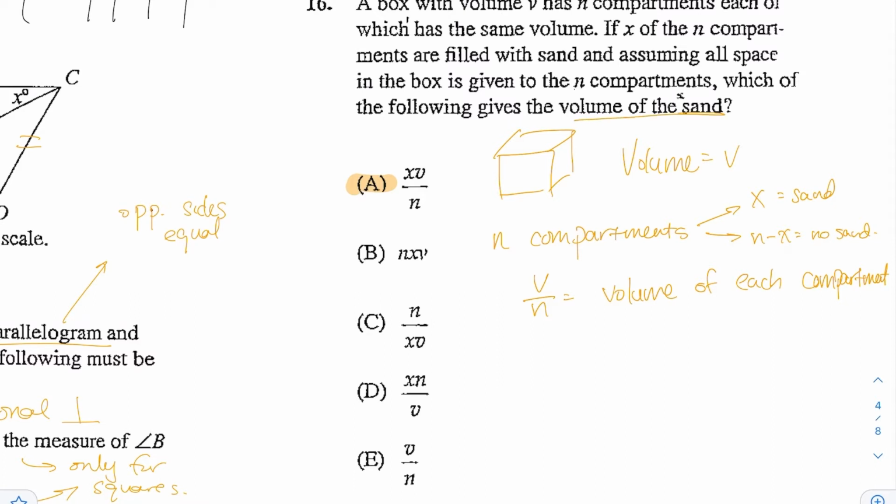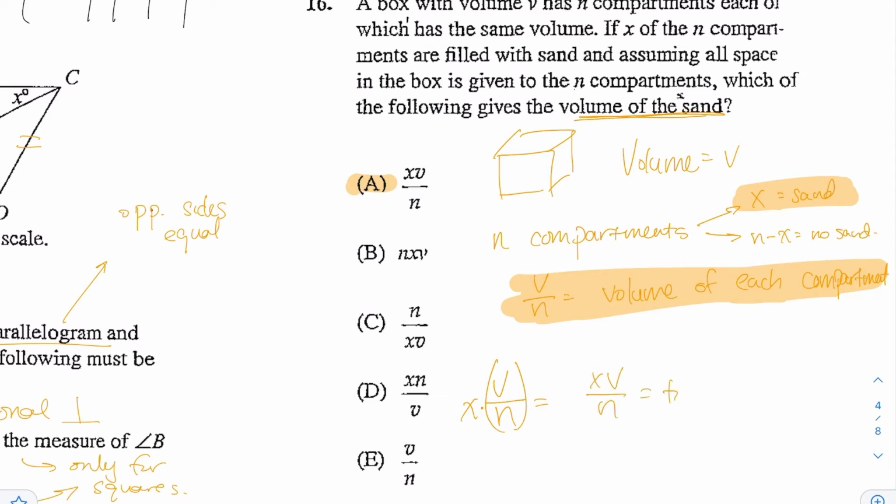To figure out the volume of the sand, you would take the number of compartments with sand, x of them, and multiply by the volume of each of these compartments. So you know that x of the compartments have sand, and each compartment is V over n in terms of volume. And you multiply them, you get xV over n. That's the total volume of the sandy compartments, and that's choice A. You can also substitute in random numbers here and just figure out which one is equal to the answer.